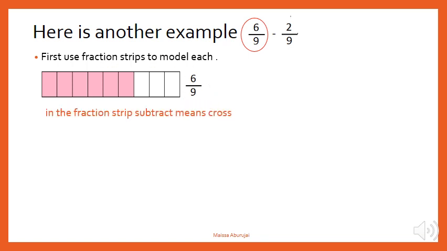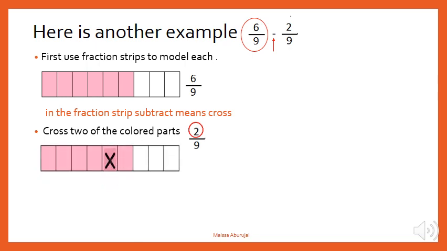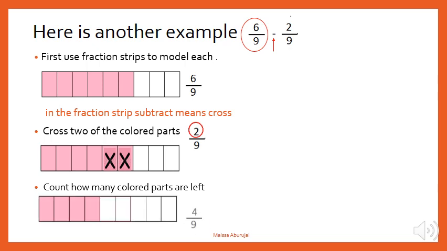Then in this fraction strip, subtract means cross. So as you see, when you see the sign of subtraction, it means you will cross the colored parts. How many colored parts will you cross? You will cross 2 colored parts. So here we have 2 parts crossed. Then count how many colored parts are left. Yes, they are 4. We have 4 colored parts left from 9.